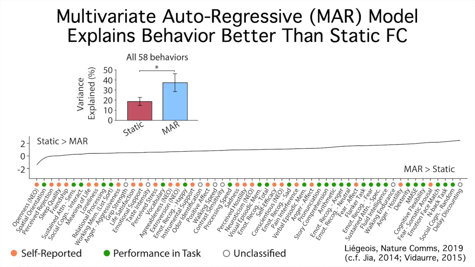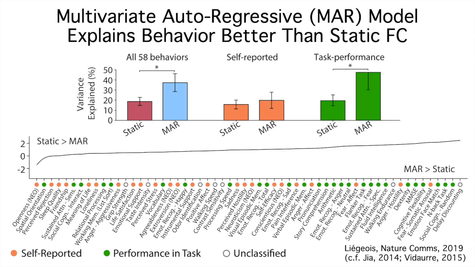Raphael then colored self-reported measures orange and task performance measures green. We see that the orange measures seem to be clustered on the left, and the green measures are clustered on the right. Indeed, if we only consider self-reported measures, there's basically no difference between static functional connectivity and the autoregressive model. But for task performance measures, the autoregressive model is better than static functional connectivity.